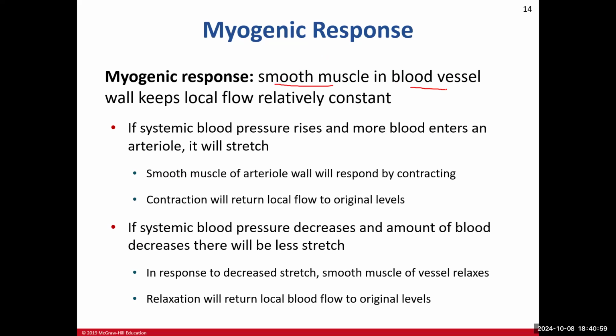Because the smooth muscles control the size of the lumen, right? So when the smooth muscle cells contract, they decrease the lumen size, they increase resistance and decrease blood flow, and vice versa. When the smooth muscle cells relax, they'll increase the size of the lumen, and then that will decrease resistance, which will increase blood flow, right? And so we'll talk about this.